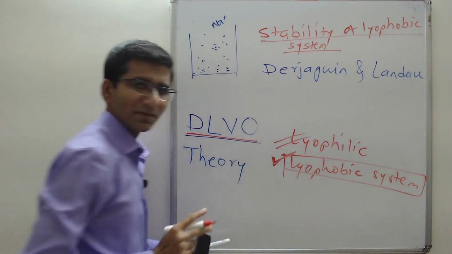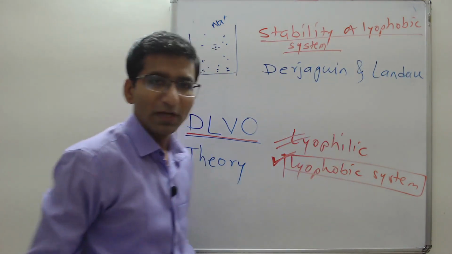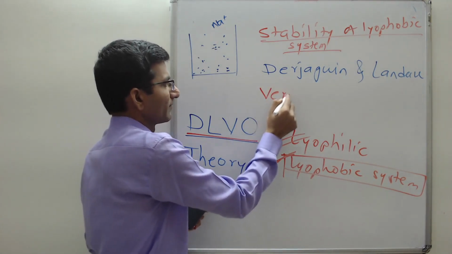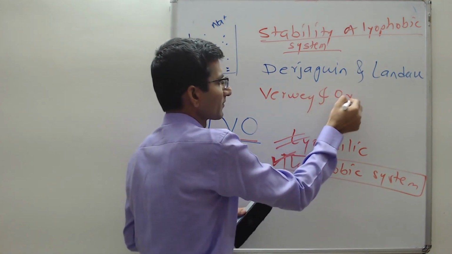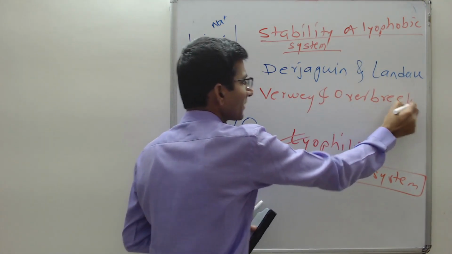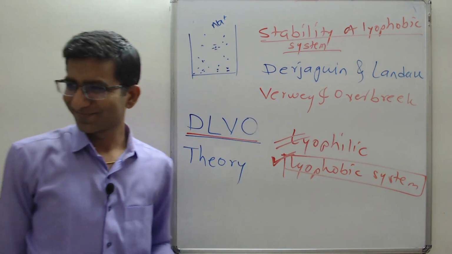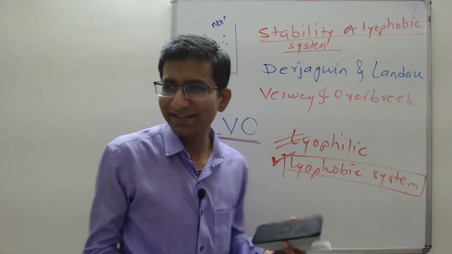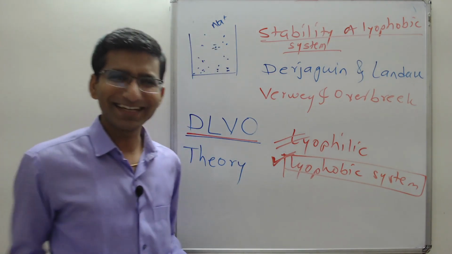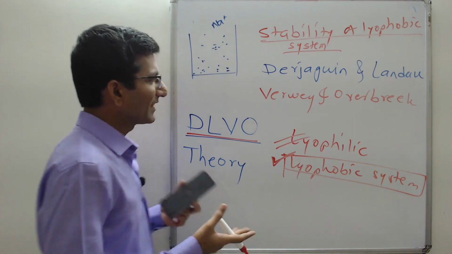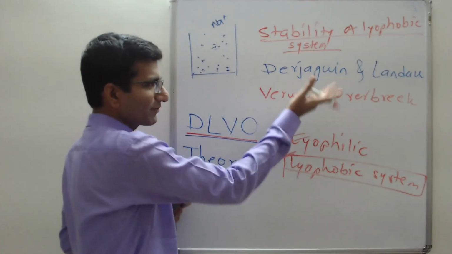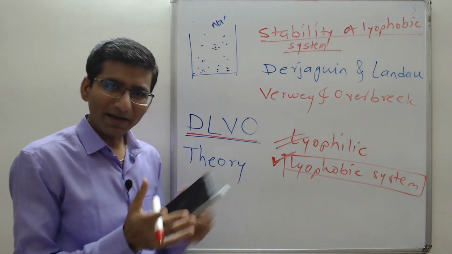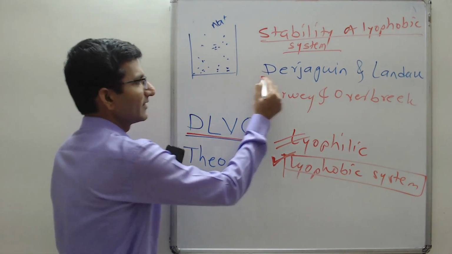Stability of lyophobic system was studied by Darjaguin and Landau, and independently by another pair, Verwey and Overbeek. They studied the same thing at a different place, independently. They were not having WhatsApp groups and emails at that time. When Darjaguin and Landau published, and Verwey and Overbeek published, they understood that it was the same, and they combined it, and it became DLVO theory.